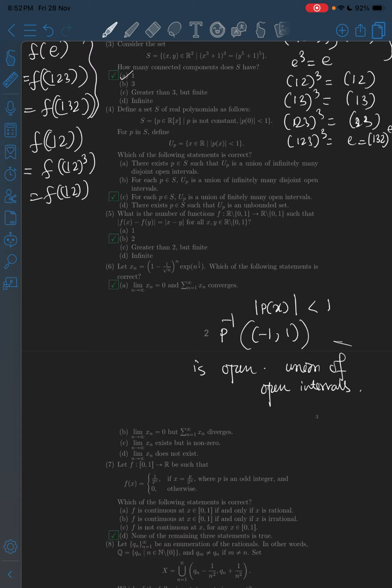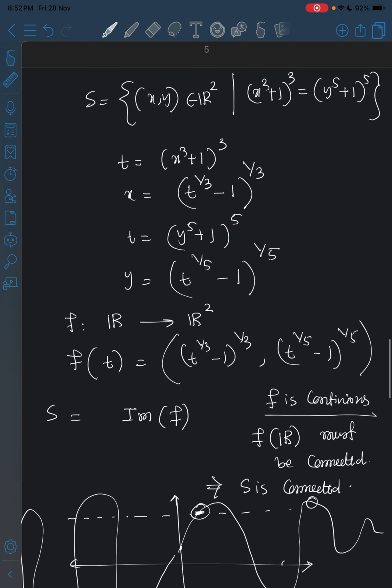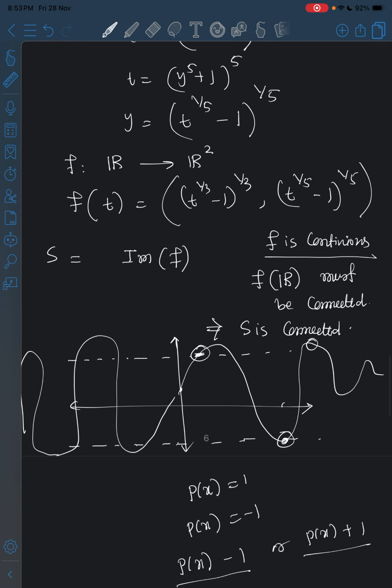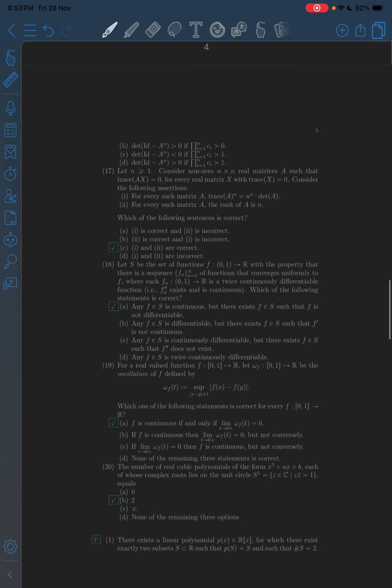Okay, so that's why for every polynomial, this is actually a union of finitely many open intervals, because p(x) equal to 1 or p(x) equal to minus 1 has only finitely many solutions. Okay, so that's why this cannot happen infinitely many times. This can only happen finitely many times. Okay, so that's why this is finite.